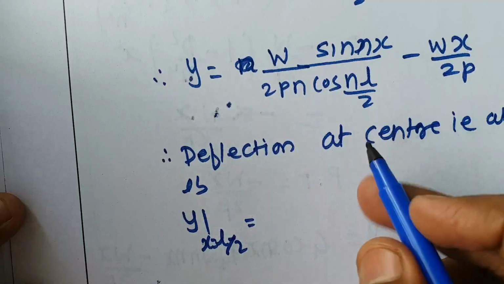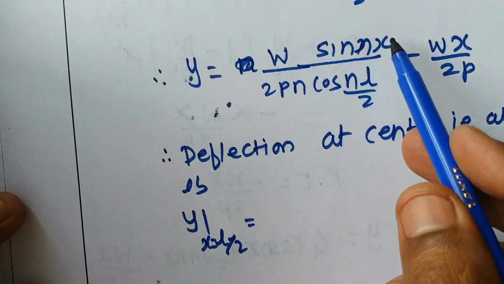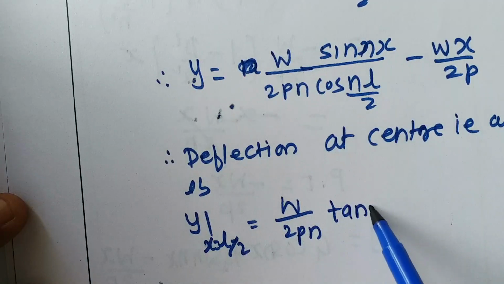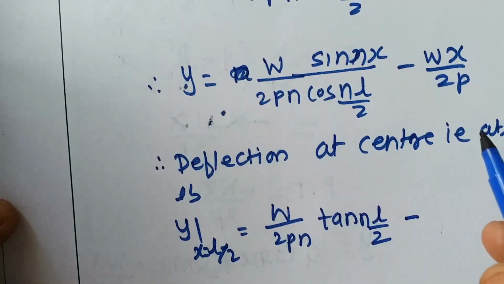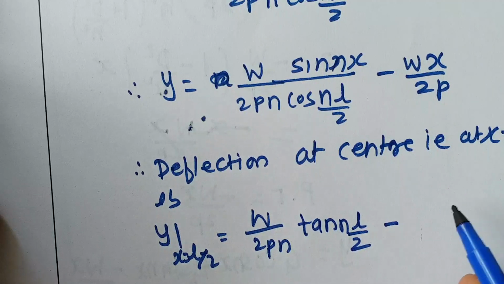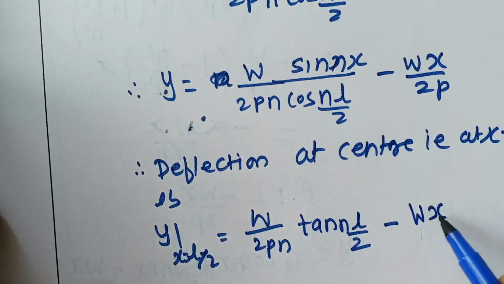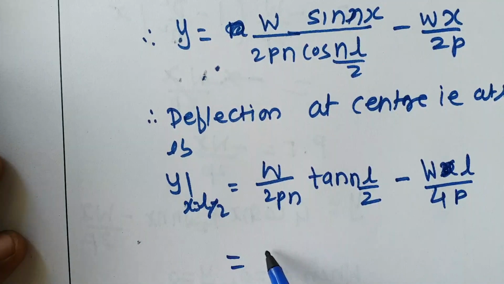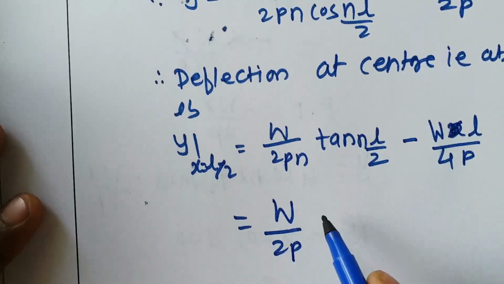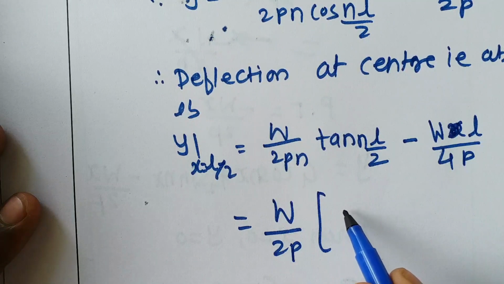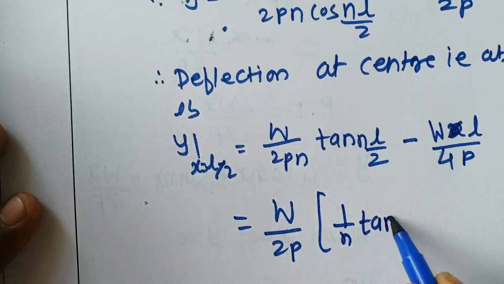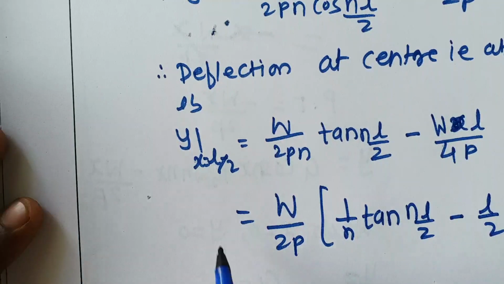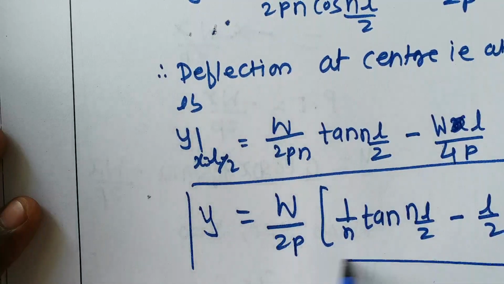So put x equal to L by 2. If you put x equal to L by 2, we'll get sin nL by 2 upon cos nL by 2. That will give us tan nL by 2 minus w into, if you put x equal to L by 2, we'll get here wL by 4p. Now we need to take common w by 2p. So if we take w by 2p common, we'll have 1 by n tan nL by 2 minus L by 2, which is the required value to be proved.